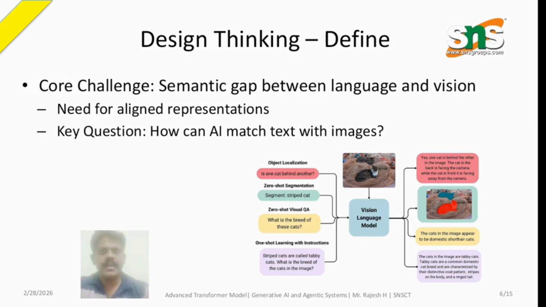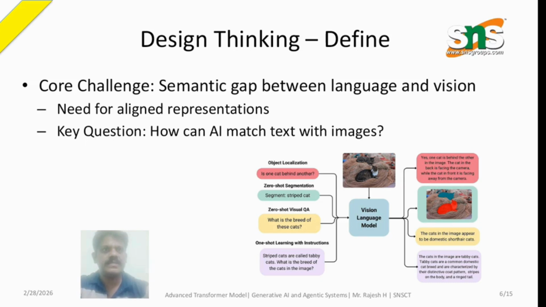So what is the breed of the cats in the image? It will analyze the cat image with the stripes. So here the visual language model finally finds that yes, one cat is behind the other in the image. The cat in the back is facing the camera, while the cat in front of it is facing away from the camera.